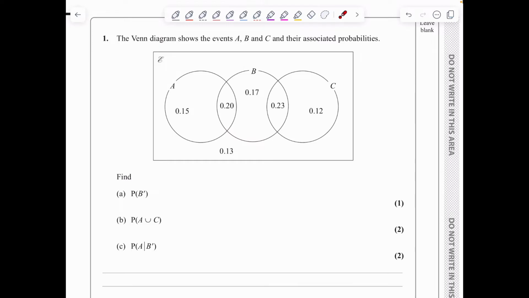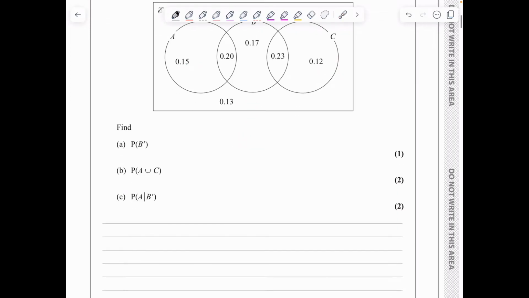Question 1, we've got the Venn diagram showing the three events A, B, and C, and we're asked to find the probability of B dash. Well, B dash means outside of B, so we want the 0.15, the 0.13, and the 0.12, which means that the probability of B dash is simply going to be the sum of these three probabilities, 0.15 plus 0.13 plus 0.12, which gives an answer of 0.4.